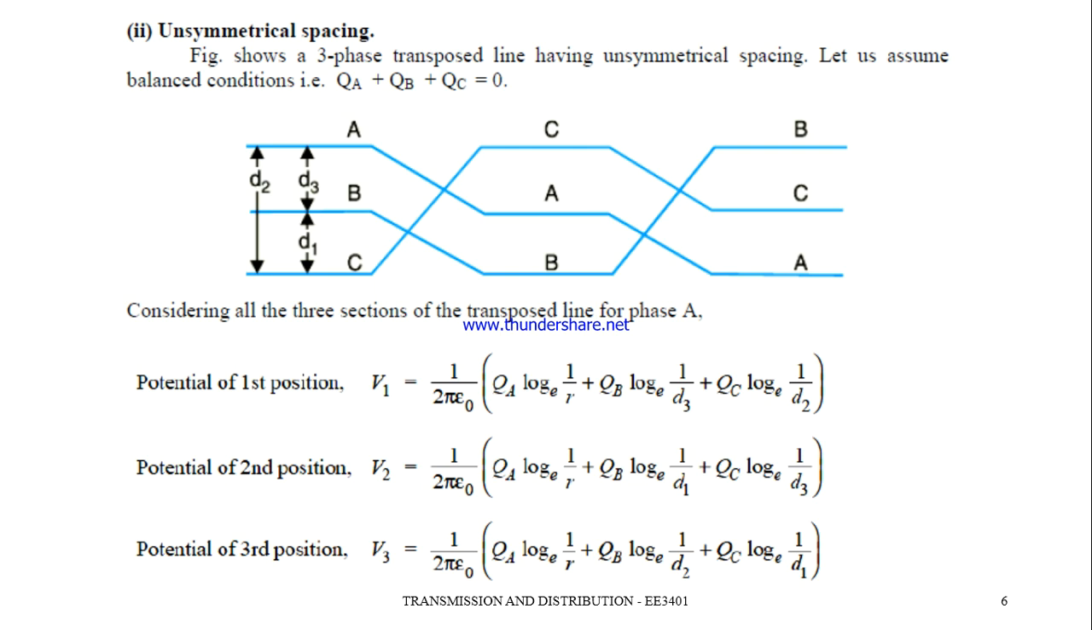Next, go to the second position. QA is the same, so it is 1 by r. While considering QB, it is D1, and while considering QC, the distance is D2. In the third position, for QB it is D2 and for QC it is D1.